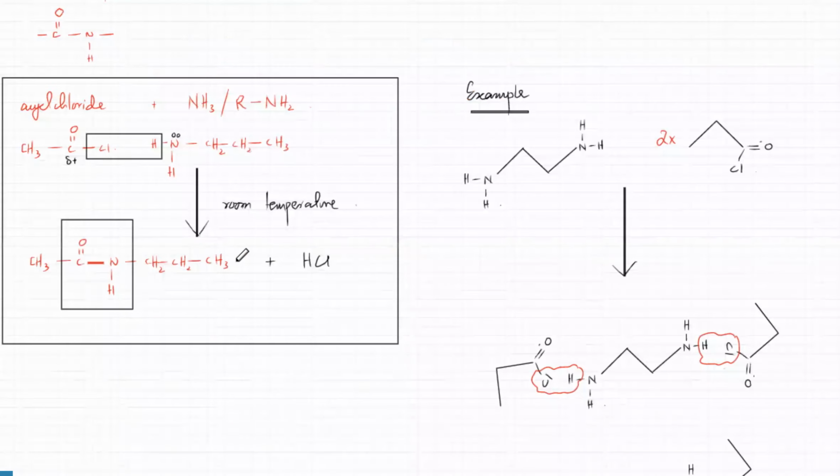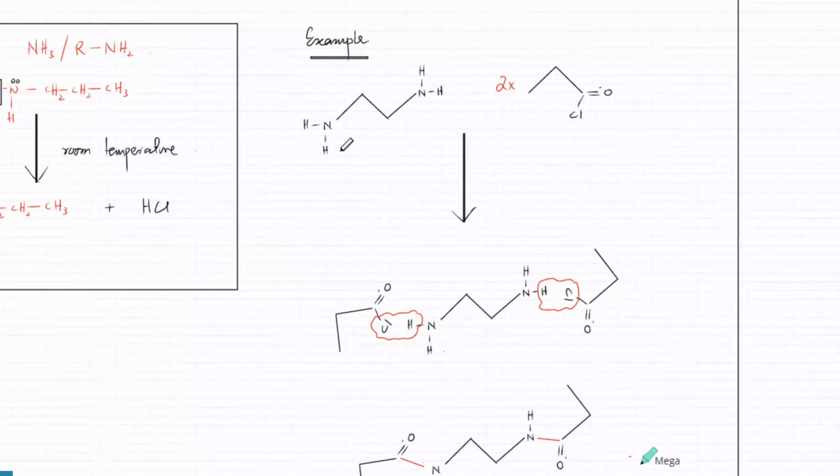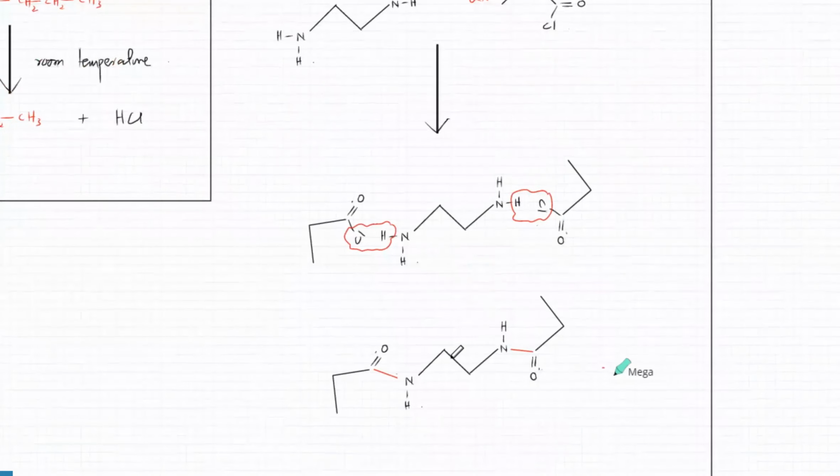If it's a skeletal formula like this, you pretty much do the same thing, except make sure that the molecules are rotated or facing the right way. The Cl and the H in the middle would all be removed. Okay, is that clear?